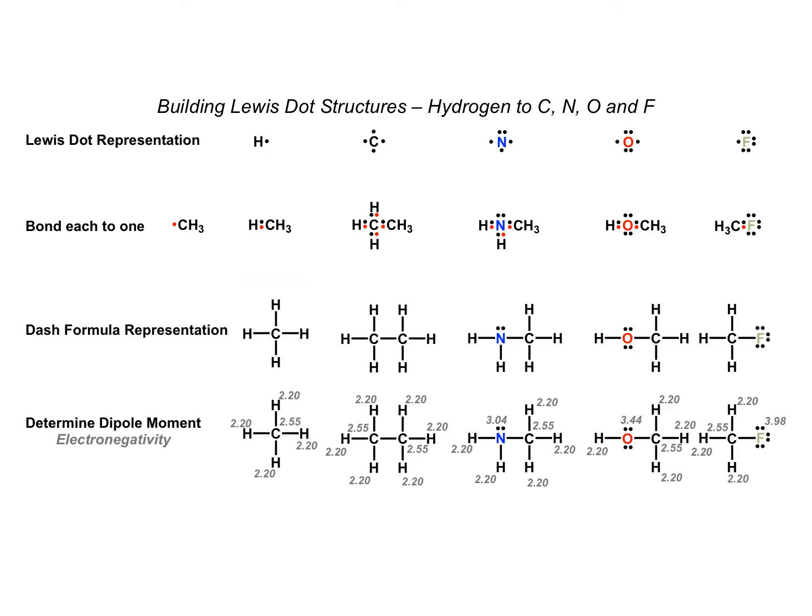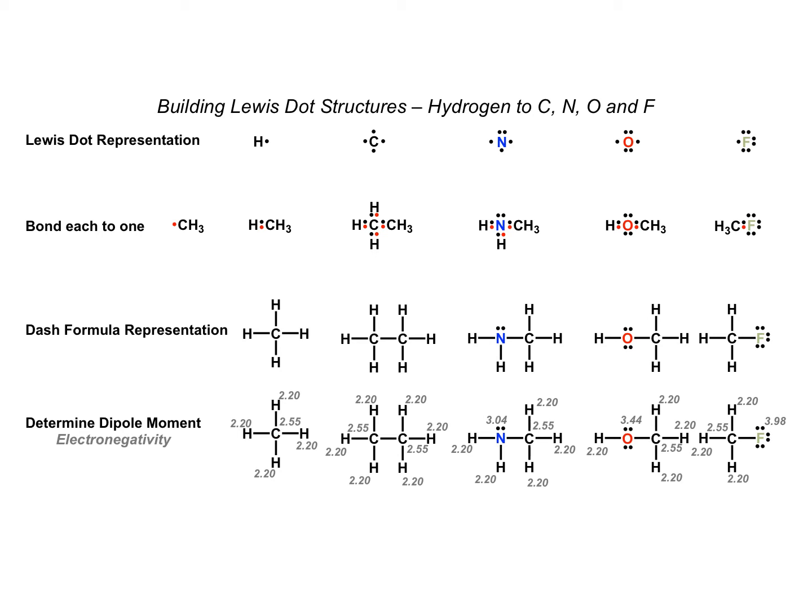So as we can see in this slide, the structures are drawn out for you. Let's just take a moment to look at this last item here, determine dipole moment, and that's based off electronegativity. So these are Pauling electronegativity values. So carbon's 2.55, hydrogen's 2.2, that's a difference of 0.35, that's less than 0.5.